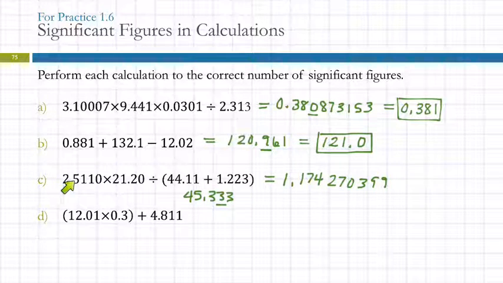So now I'm looking at multiplying and dividing with this number and these two numbers. So now I'm looking at number of significant figures. This one has 1, 2, 3, 4, 5 sig figs, 4 sig figs, and this one's 4 significant figures. So this answer should be rounded to 4 significant figures. 1, 1, 7, 4. This is the 4th significant figure. I look at the next digit, it's less than 5, so I round it down. 1.174.